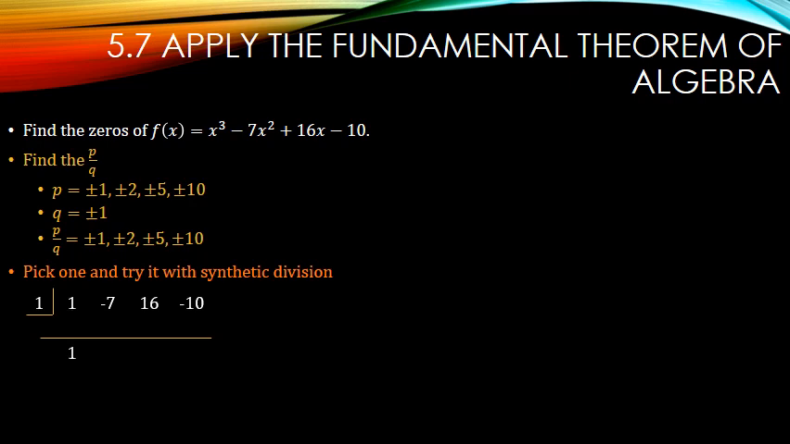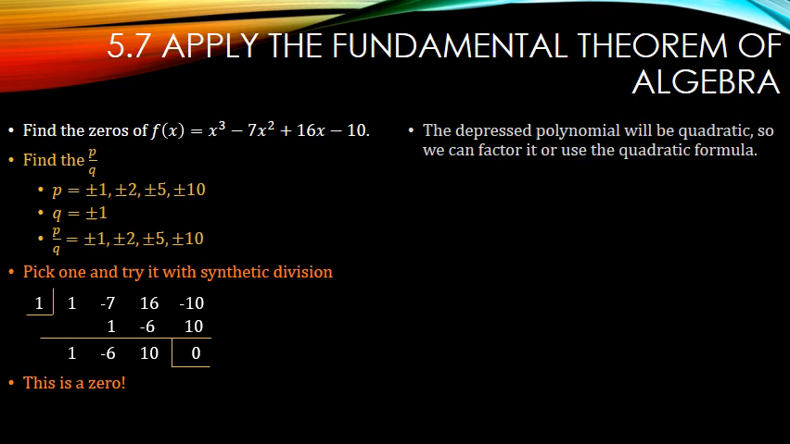Drop down the 1. Multiply 1 times 1. We have negative 7 plus 1 is negative 6. Multiply, add, multiply, add. Hey, the remainder is 0. So it is a 0. Now your depressed polynomial is going to be quadratic. We started with cubic. We lost a power, so now it's depressed. That'll be a power of 2, so it's quadratic. So we can factor or use the quadratic formula.